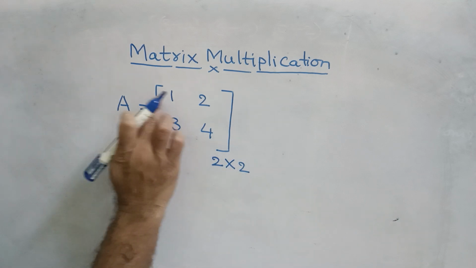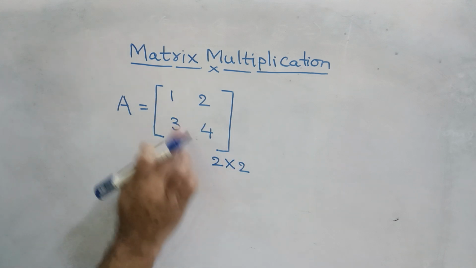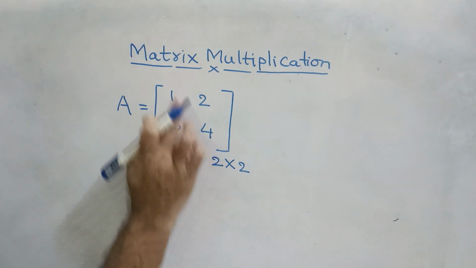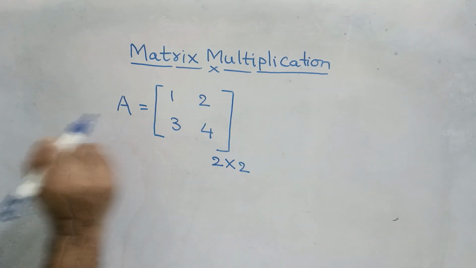The first 2 indicates the number of rows. How many rows? 2 rows. How many columns are there? 2 columns. This is the first column, this is the second column. Therefore, it is a 2 by 2 matrix.